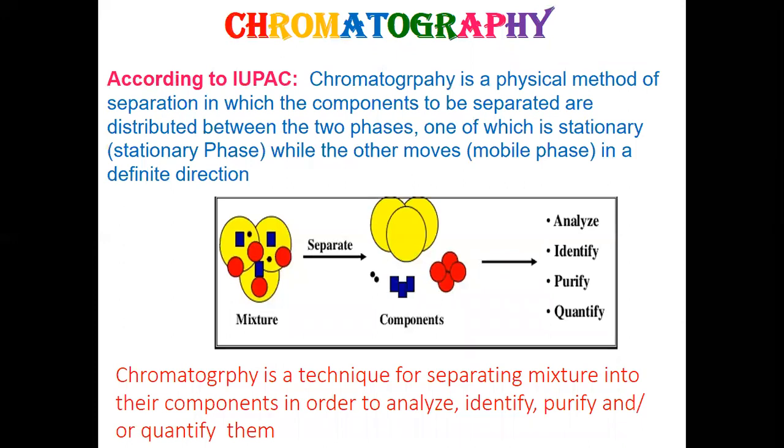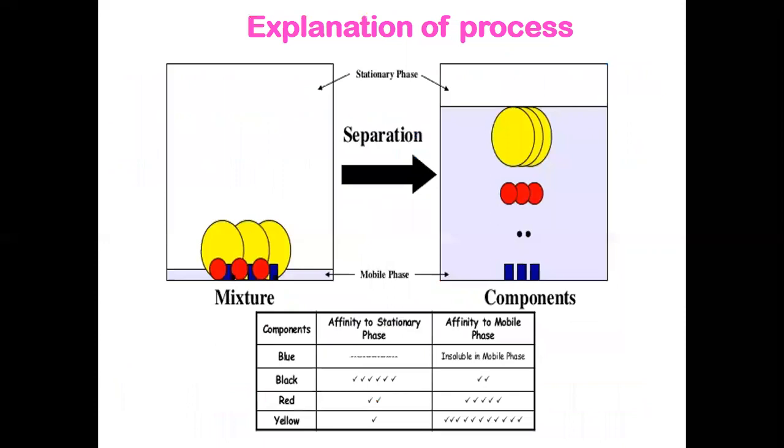According to IUPAC, chromatography is a physical method of separation in which the components to be separated are distributed between two phases, one of which is the stationary phase, while the other moves in a definite direction, which is the mobile phase. Or we can say chromatography is a technique for separating mixtures into their components in order to analyze, identify, purify, or quantify them.